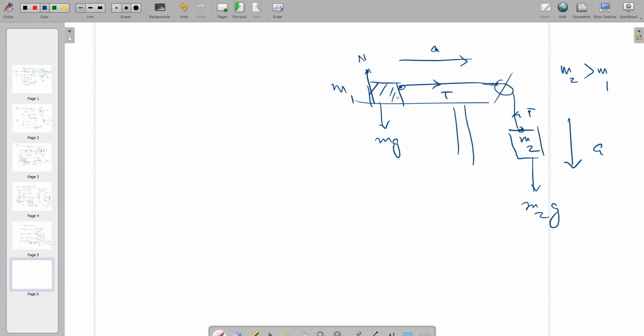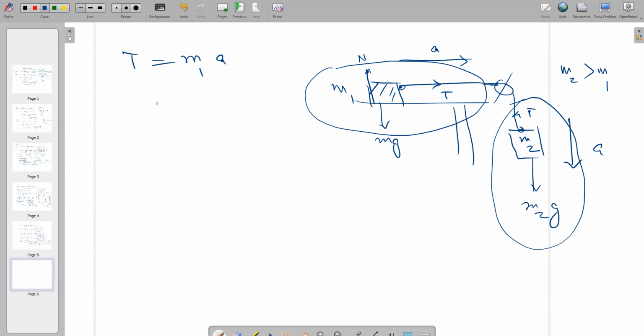So what is the equation of motion on this side only? T is equal to M1A, because the normal reaction is balanced by the weight. Only the tension is providing the force to accelerate this body, M1 into A, because it is moving horizontally. This is the equation for this side. Now I want to write the equation for the other side. M2G minus T is equal to M2A. This is the net force. So you can write this equation.